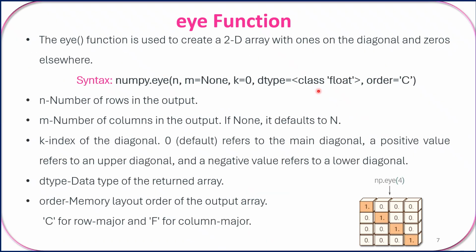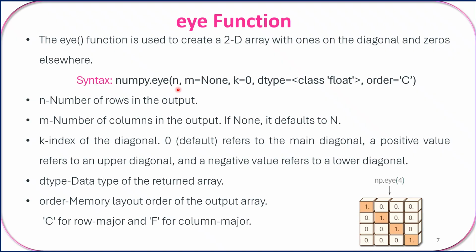There's one more function which is called the I function. Same as the identity function or identity matrix, the diagonal elements will be 1, but you will not have only the main diagonal, you can have it anywhere. We'll just check the syntax first and then see the example so that it is easy for us to understand the difference between the I function and the identity function.